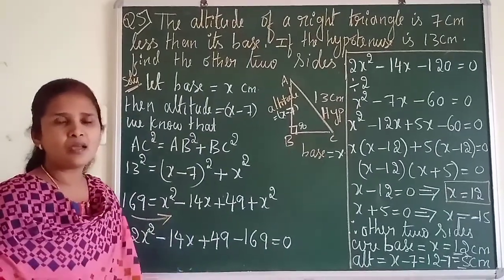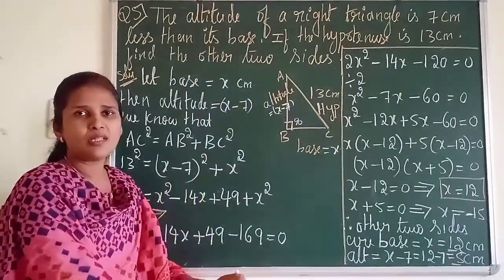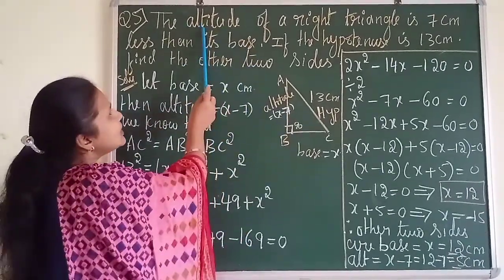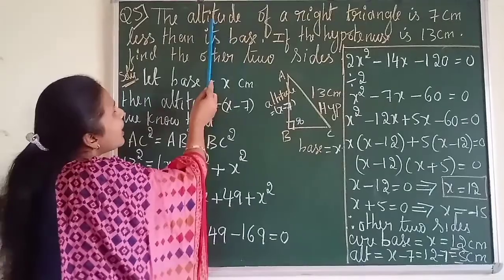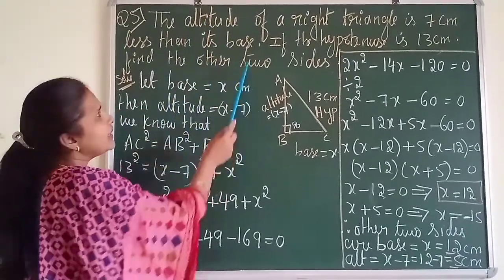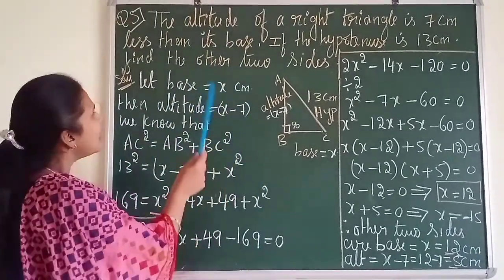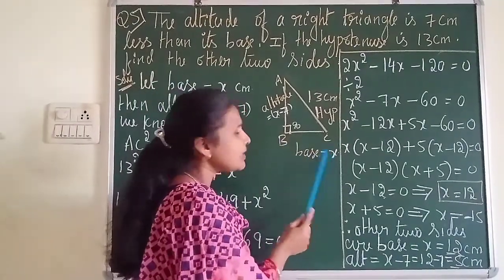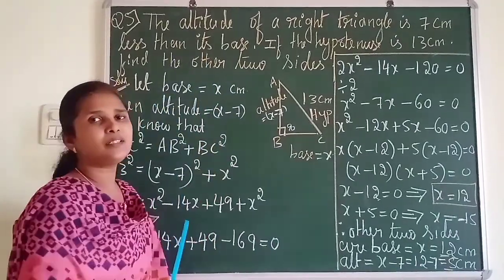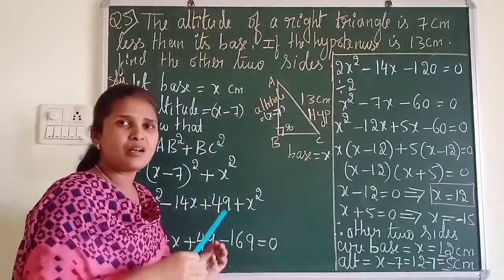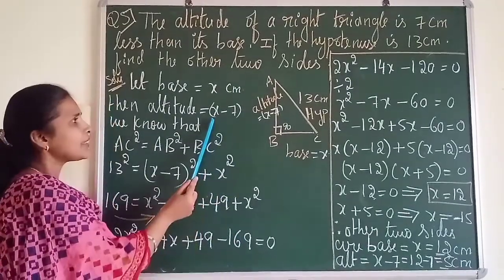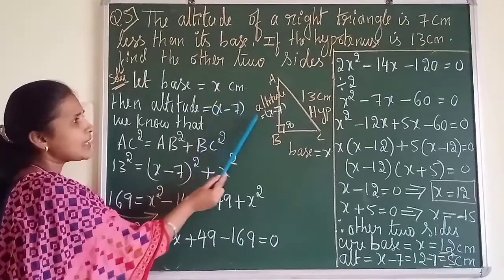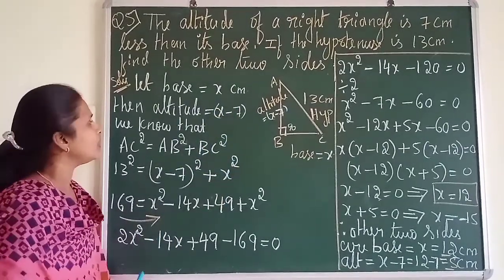You can see here again the altitude is depending on the base. So the base we have to assume, because the altitude depends on the base. So it is an independent variable and it is a dependent variable. So let us assume the base as x centimeter. When I assume the base as x centimeter, what will become the altitude? He has given 7 centimeter less than its base. So that is x minus 7. So we got base as x and altitude as x minus 7 centimeter.